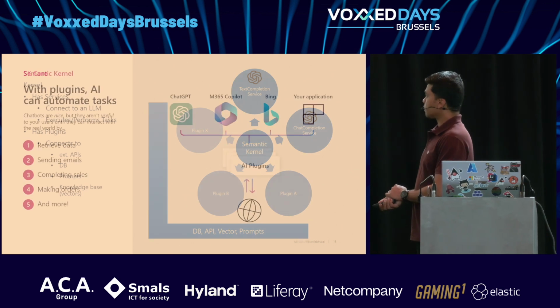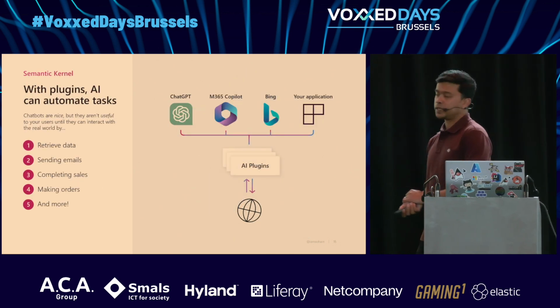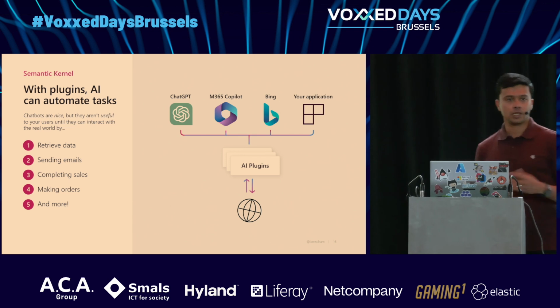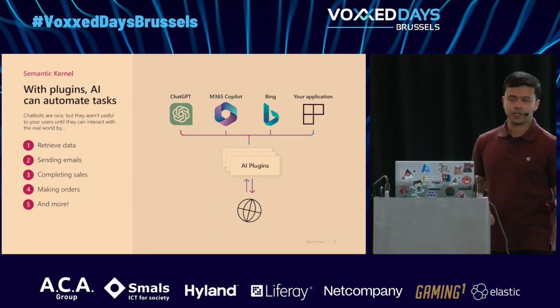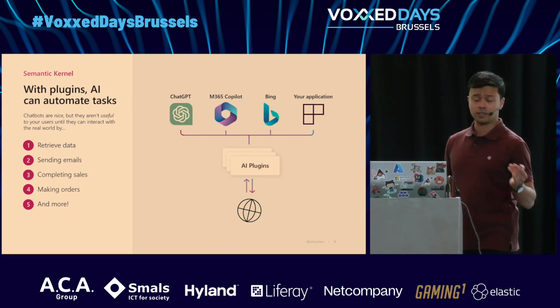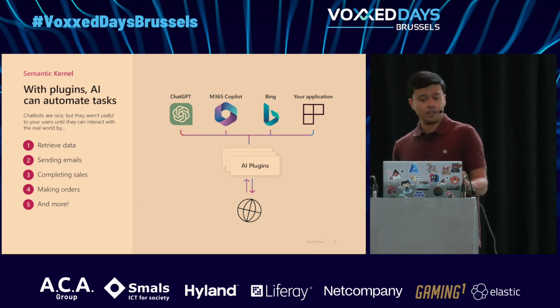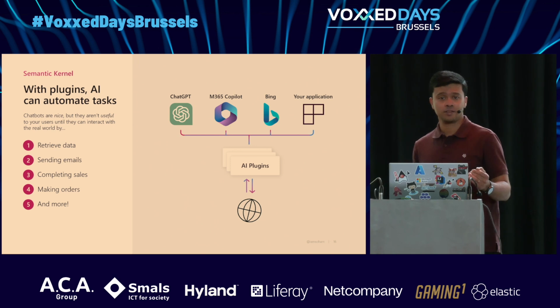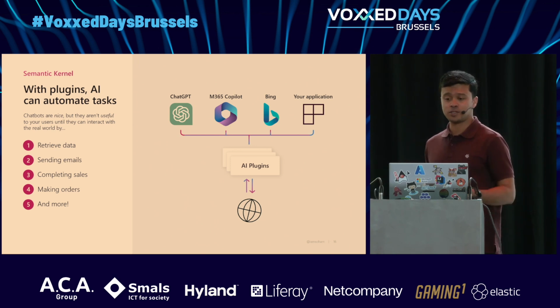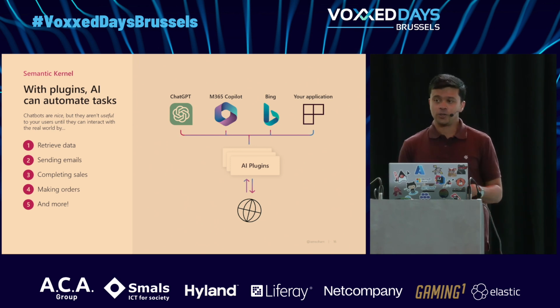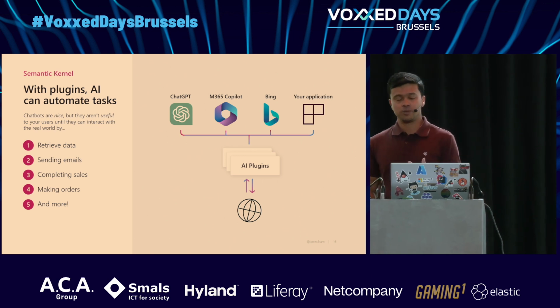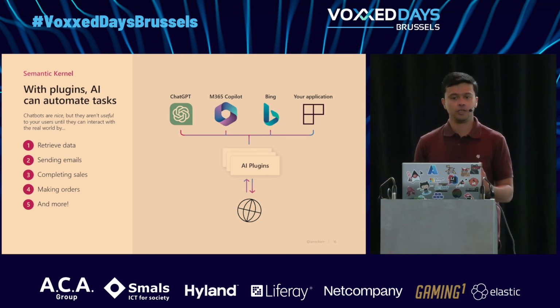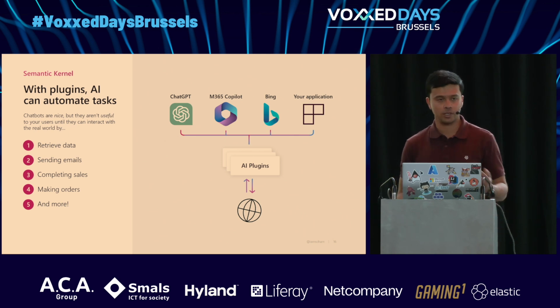So what can a plugin do? A plugin can automate your task. It can retrieve data. It can be used to send emails. It can complete your sales. It can make your orders. It can do much more, because this is the code you're writing. Basically, your business logic goes in there. And your AI kernel, the semantic kernel, is managing how to invoke which one in which scenario.